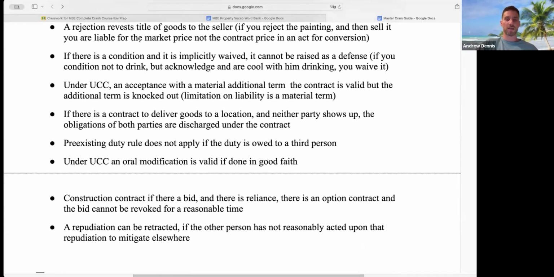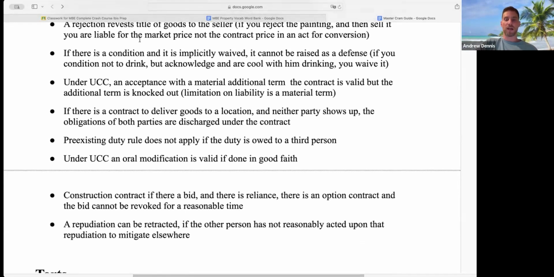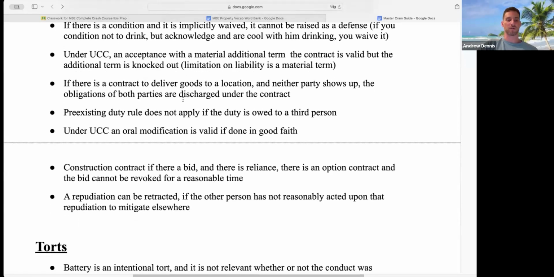Under the UCC, an acceptance with a material additional term, the contract is valid, but the additional term is knocked out. Limitation on liability is a material term, right? An arbitration clause, it's up to the courts to decide whether it's material or immaterial. Something like a few extra days or a little place of delivery is immaterial. Under the pre-existing duty rule, it does not apply if the duty is owed to a third person, right? We talked about that earlier with the investigator one.